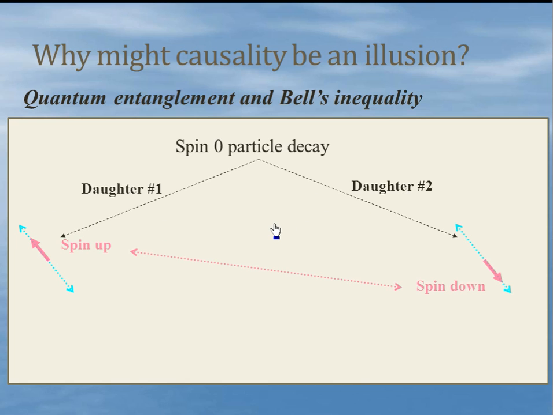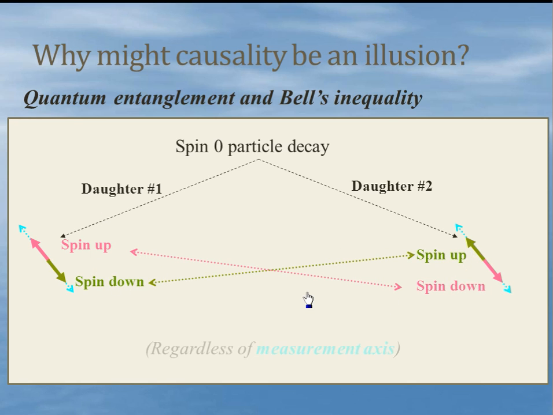So let me represent those two possibilities. Either this daughter has spin up and this one has spin down, or daughter 1 has spin down and daughter 2 has spin up. And that's true regardless of the measurement axis. I chose this particular axis, but I could have chosen a different direction. As long as the two measurement axes are parallel, I will get the same phenomenon: the spin over here must be the negative of the spin over here. Okay, so I got that?